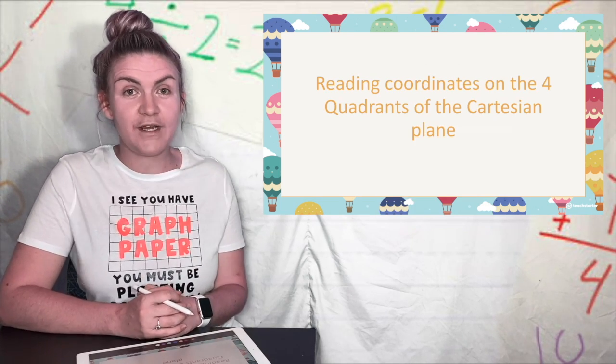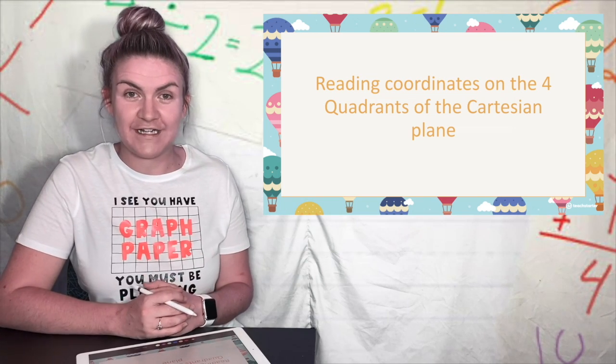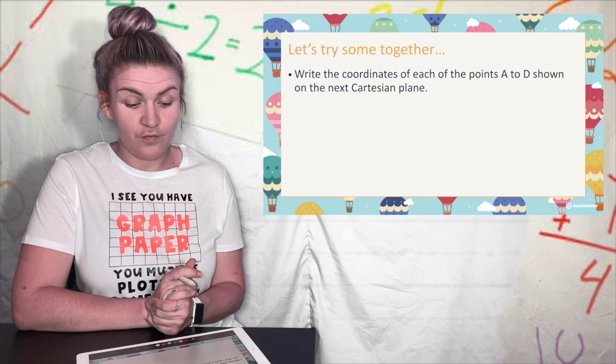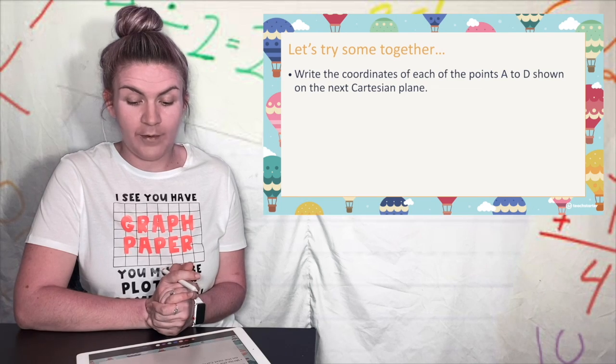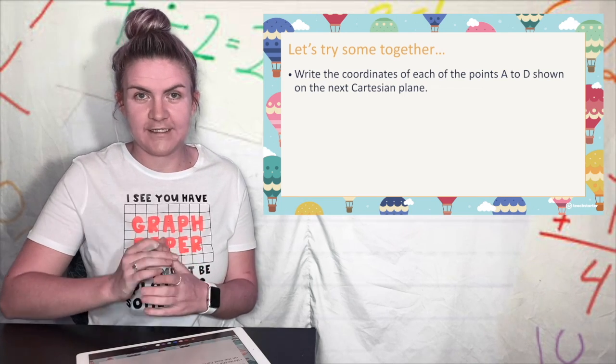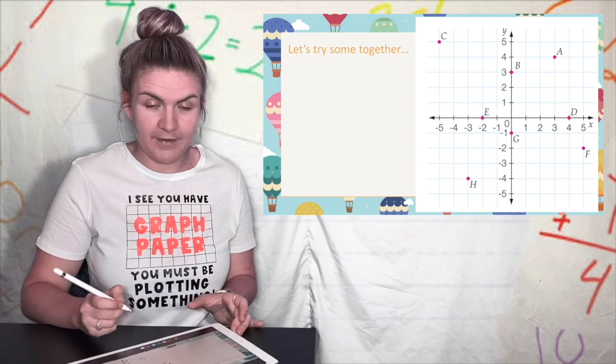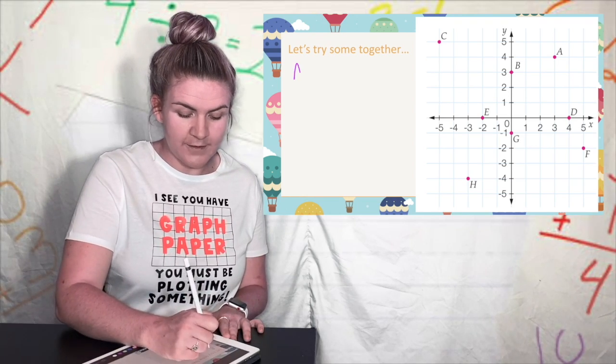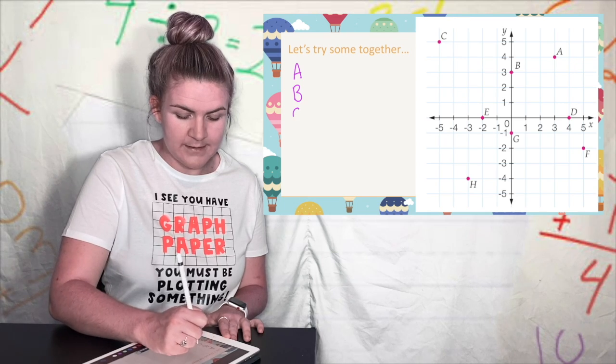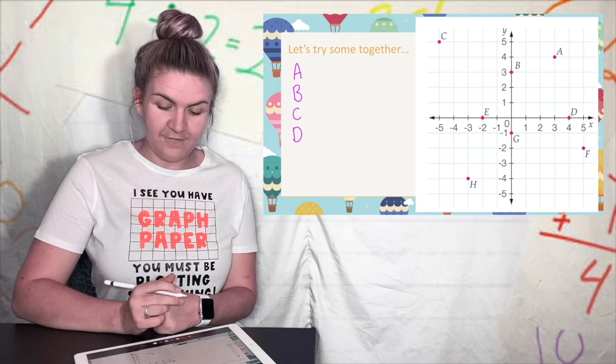Let's practice reading coordinates on the 4 quadrants of the Cartesian plane. The question says, write the coordinates of each of the points A to D shown on the next Cartesian plane. So here I have my Cartesian plane and I've got to write the points A to D. So I'm going to say A, B, C, D. First, let's find point A.